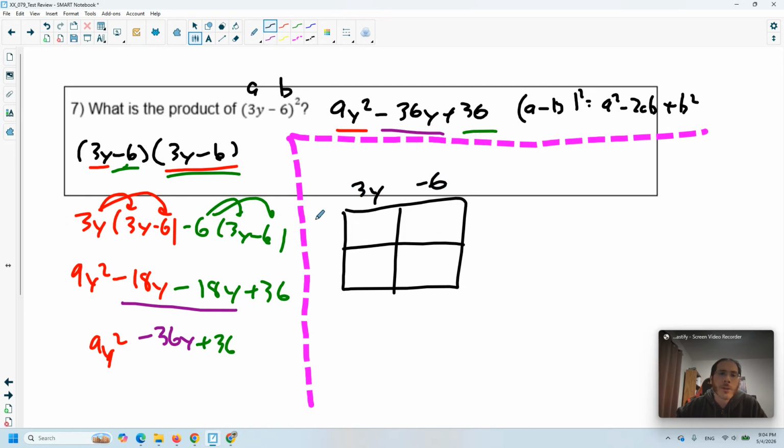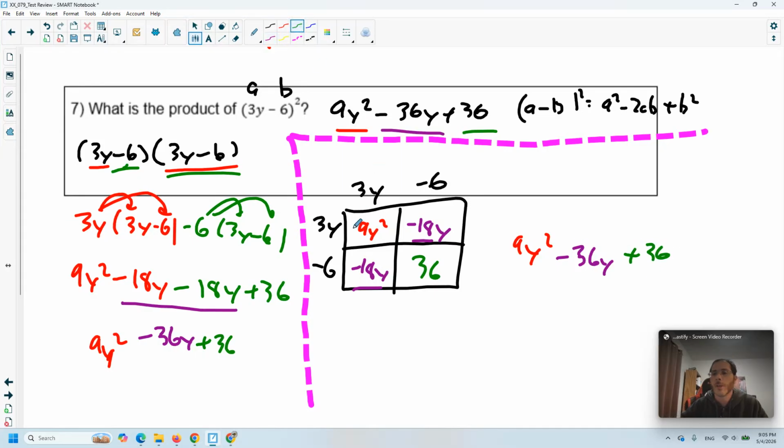3y minus 6 and another 3y minus 6. Get my colors up. So 3y times 3y is 9y squared. 3y times negative 6 is negative 18y. Negative 6 times 3y is negative 18y. And then negative 6 times negative 6 is regular 36. So again, that 9y squared stays the same. These two are going to combine as like terms. So minus 36y. And then in green, we just have the plus 36.